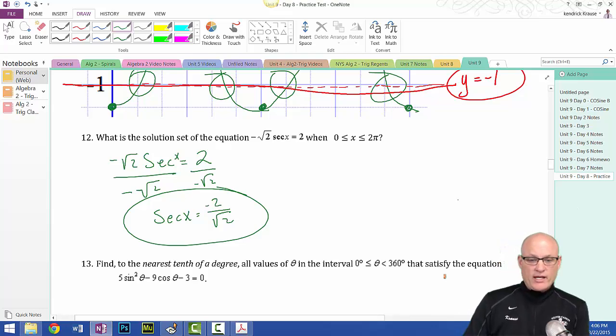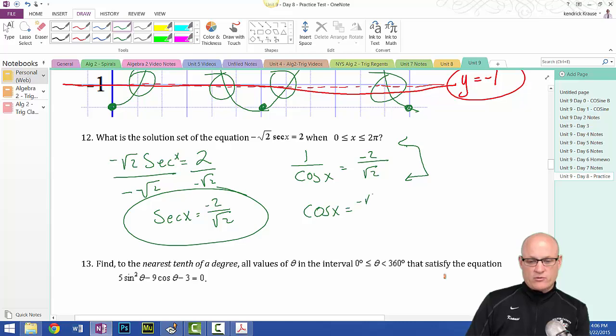The easy way is to realize that secant is really 1 over cosine of x, and that's equal to negative 2 over square root of 2. So if I flip both of these, I end up with cosine of x equals negative square root of 2 over 2. And we know that x then is a 45-degree angle. But if you didn't see this, pause it right now if you want to look at it, because I'm going to erase it.